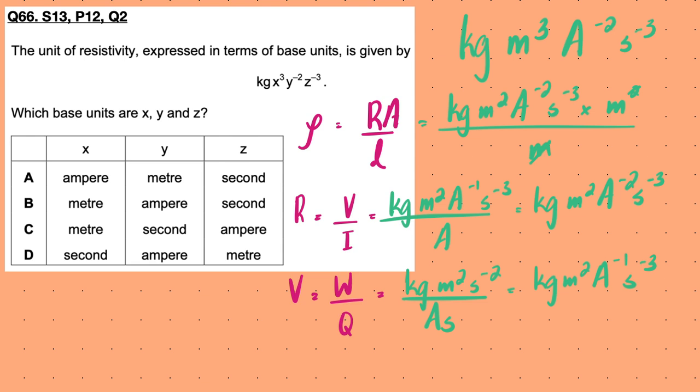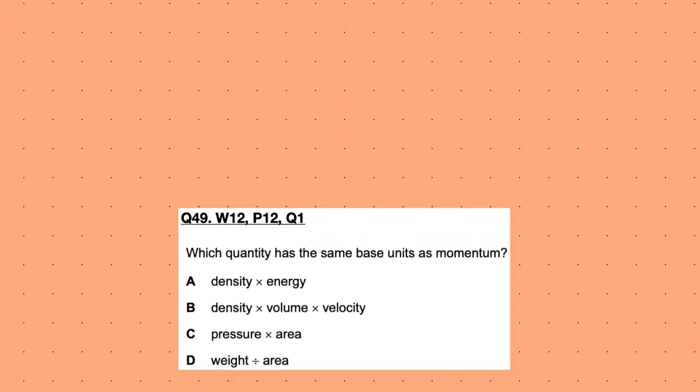So x is basically meters, right? So that's this one. And then ampere, which is y, is minus 2. And then S is the z, which is minus 3, right? So that's how you end up getting the answer for this one. Let's go on to another question.